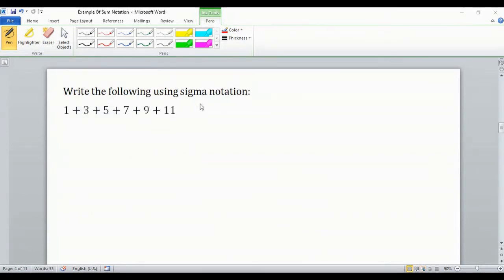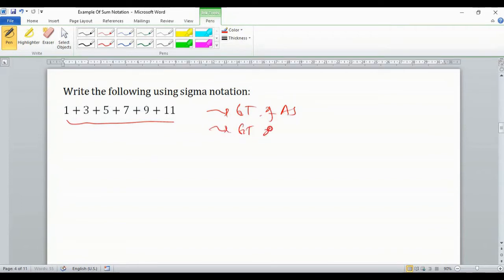Write the following using sigma notation. So in here we have the series 1 plus 3 plus 5 plus 7 plus 9 plus 11, right? We already learned about the general term of an arithmetic sequence, or the general term of a geometric sequence.